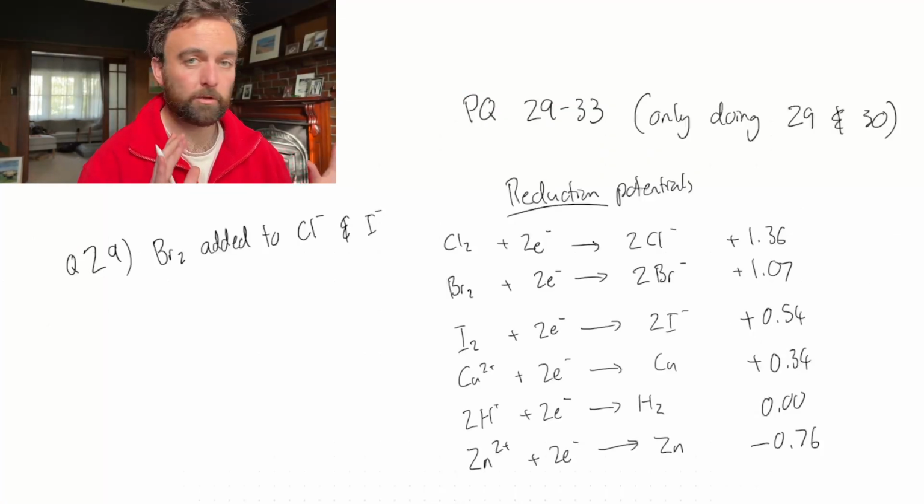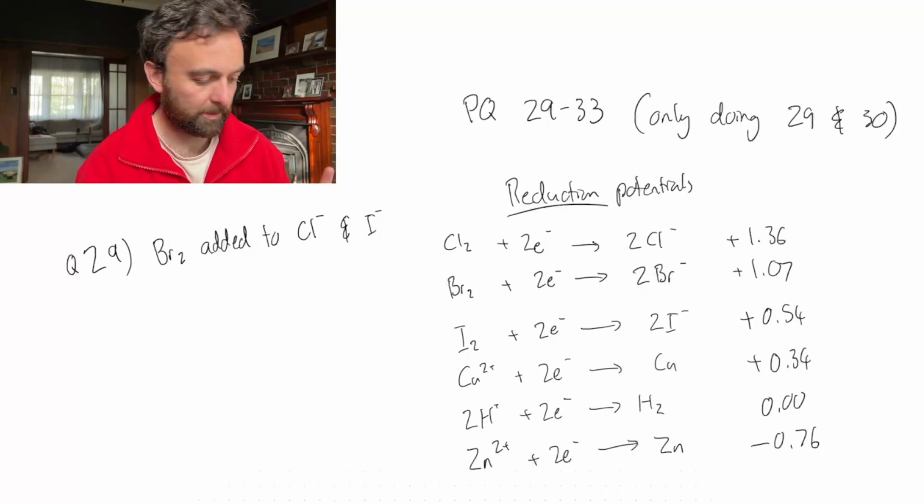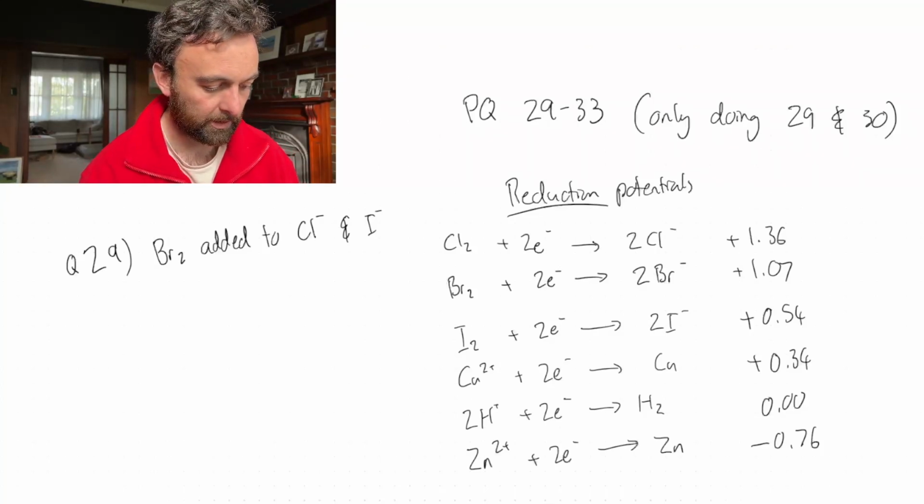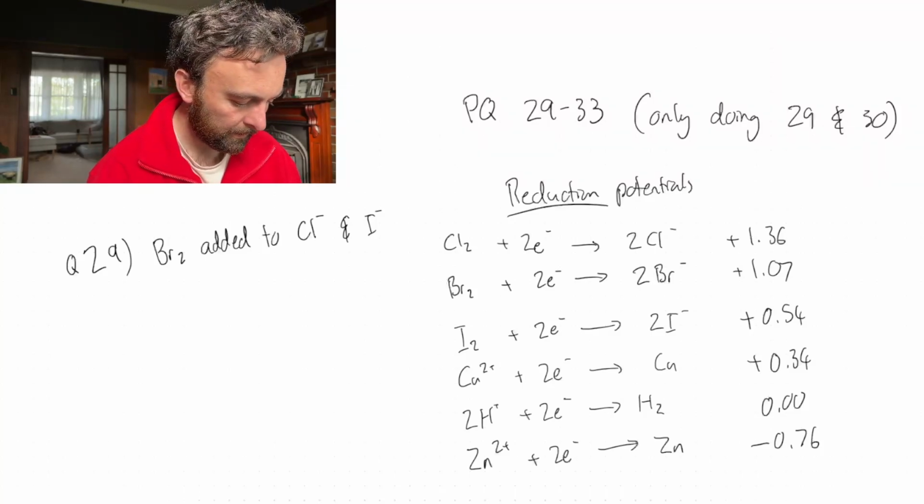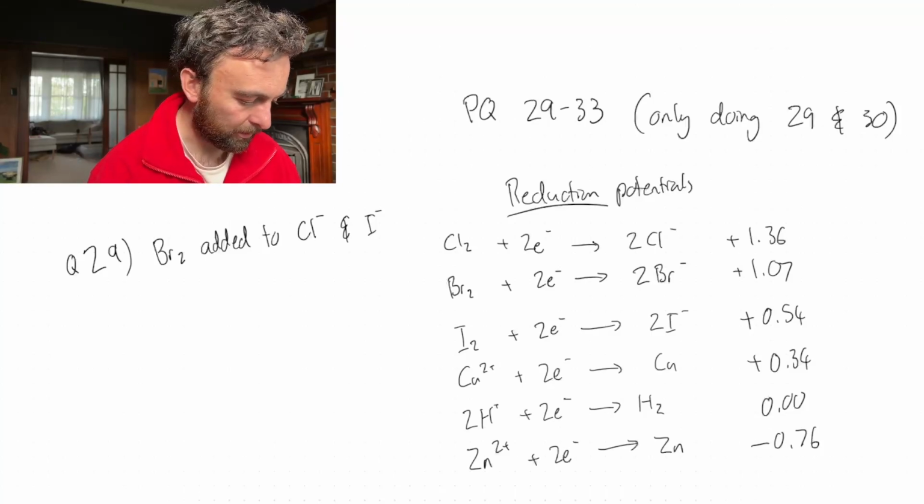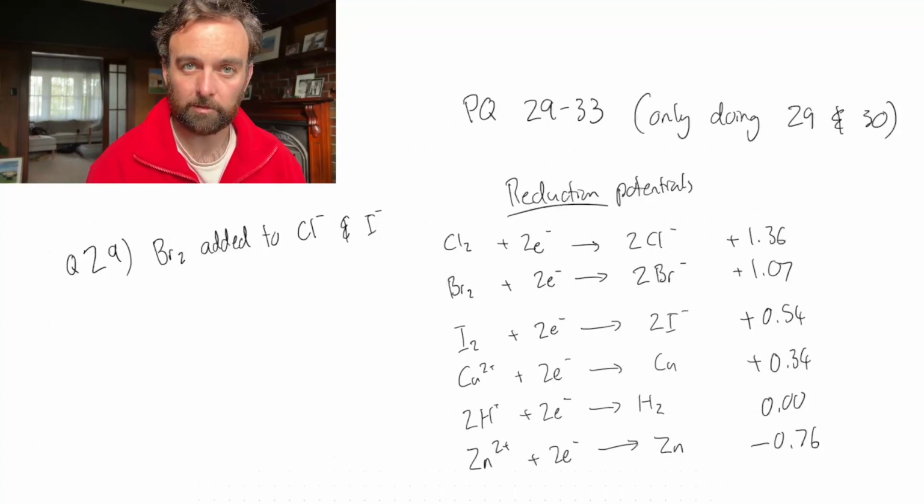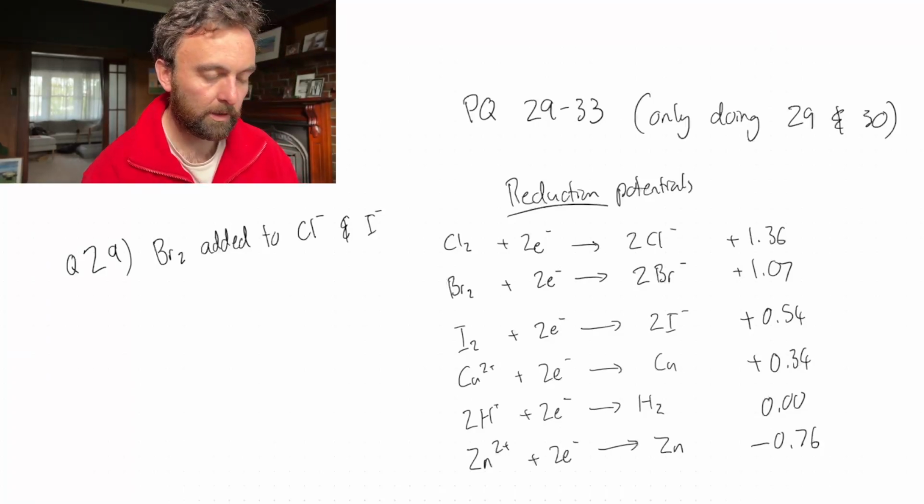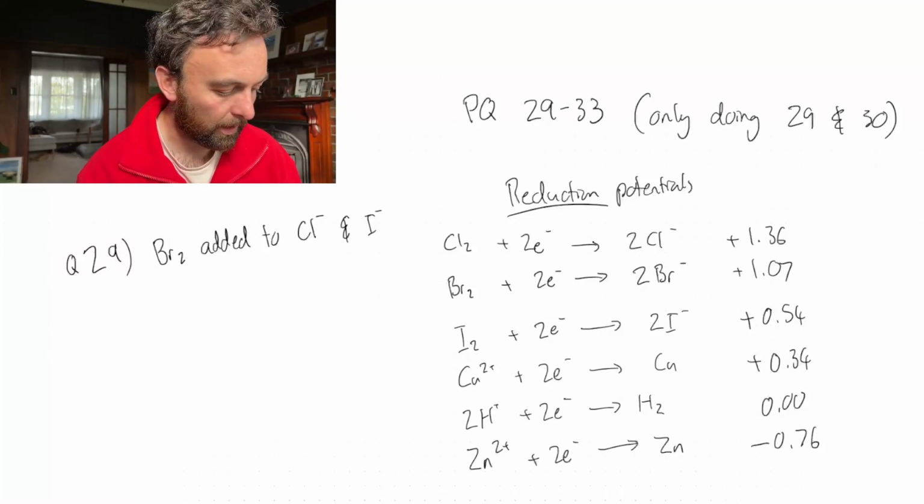All right, so let's do an application of the reduction potentials now. I'm going through question 29 and 30 from the practice questions booklet. You get this when you register for the GAMSAT, so everyone should have this one. We'll just start with question 29. I've summarized a little bit, but I've basically just redrawn the reduction potential table, and the question's asking, what would happen if Br2 is added to Cl minus and I minus?